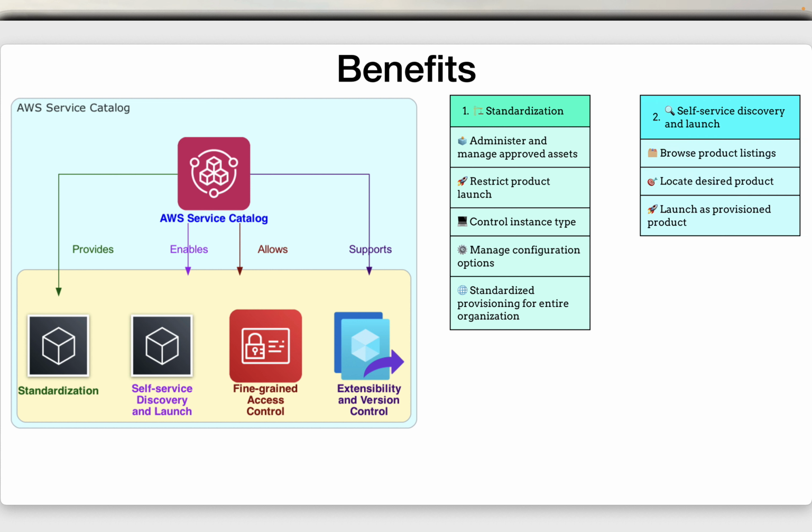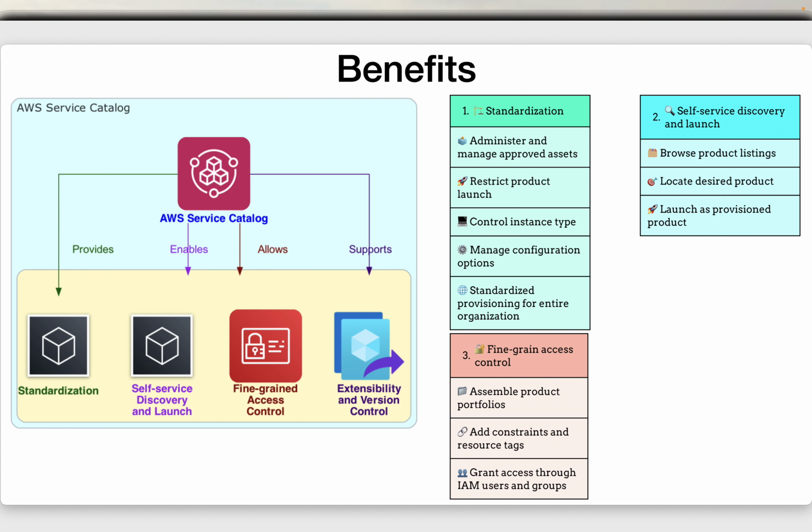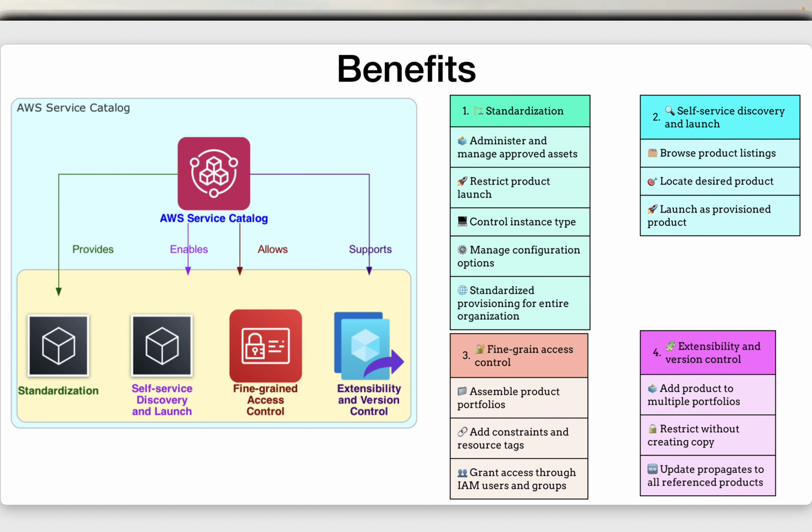Second benefit, self-service discovery and launch. So users browse listings of products, services or applications that they have access to, locate the product that they want to use and launch it all on their own as a provisioned product. Fine-grained access control: administrators assemble portfolios of products from their catalog, add constraints and resource tags to be used at provisioning, and then grant access to the portfolio through AWS Identity and Access Management users and groups.